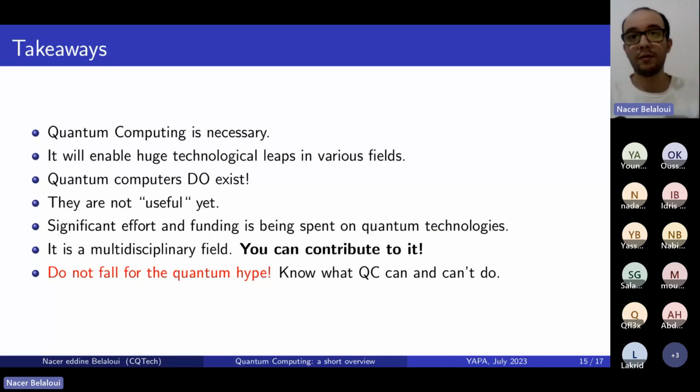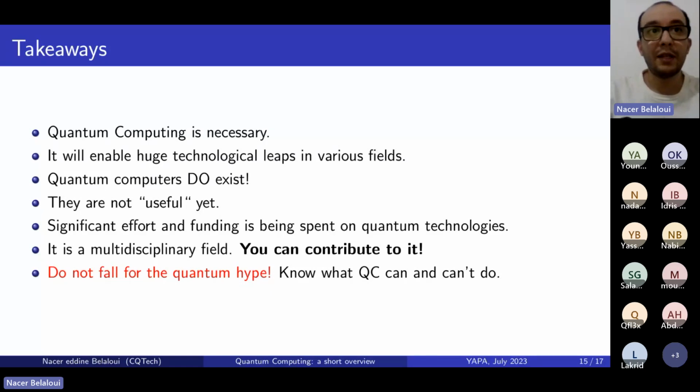I mean, you've seen the wide range of technologies that are used: superconducting materials, electronics, optics, computer science. All of these fields are needed for the development of quantum computing. So whatever your field of study or work is, you can absolutely contribute to it.